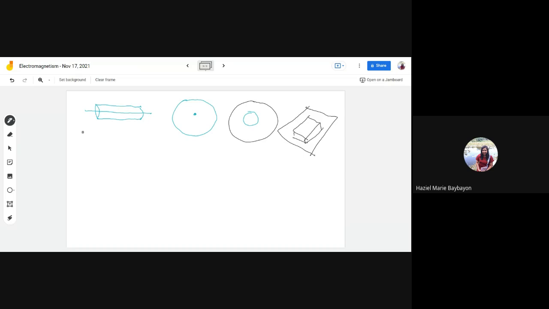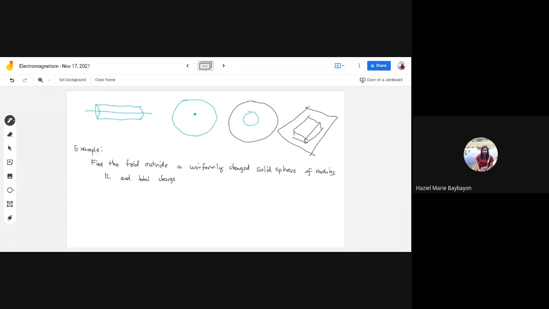So for example, we have here a problem. Example: find the field outside a uniformly charged solid sphere of radius R and total charge Q. So our system here is a uniformly charged solid sphere with radius R.